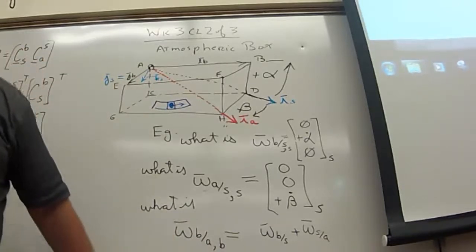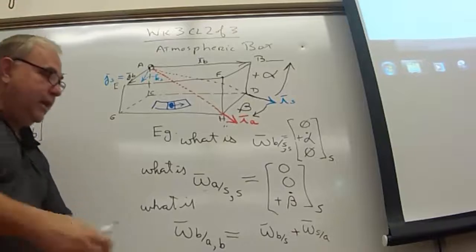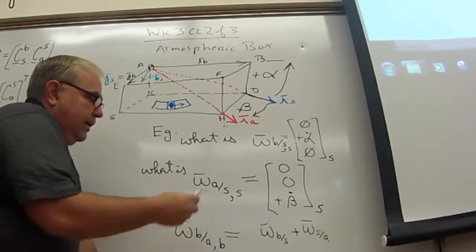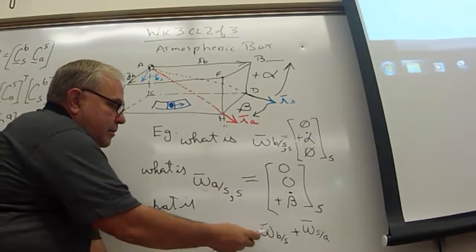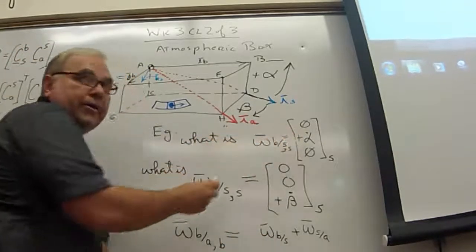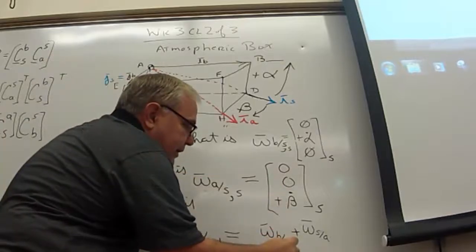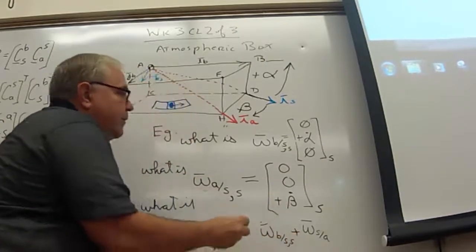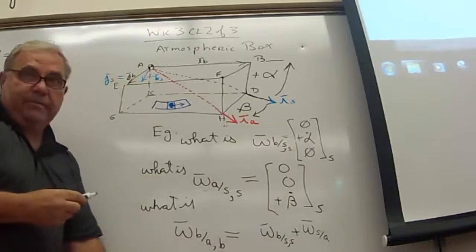Everybody with me? Michael, you with me? Yep. So just relative velocities. Okay, do I know omega B slash S in any coordinate frame? Yes, I do. I just derived it up here. So I can put omega B slash S in here, and I know it in the stability axis coordinate frame.